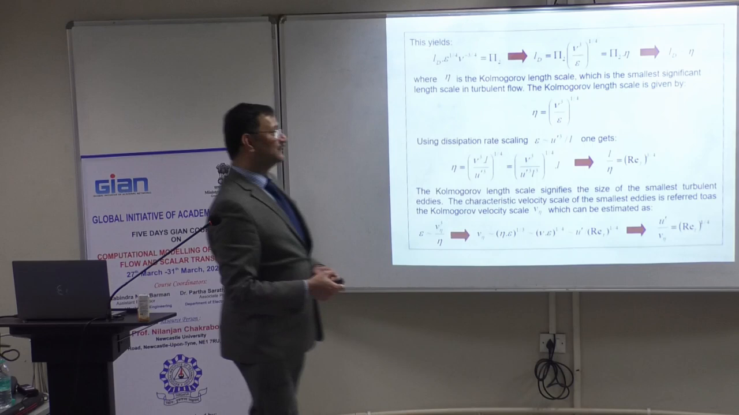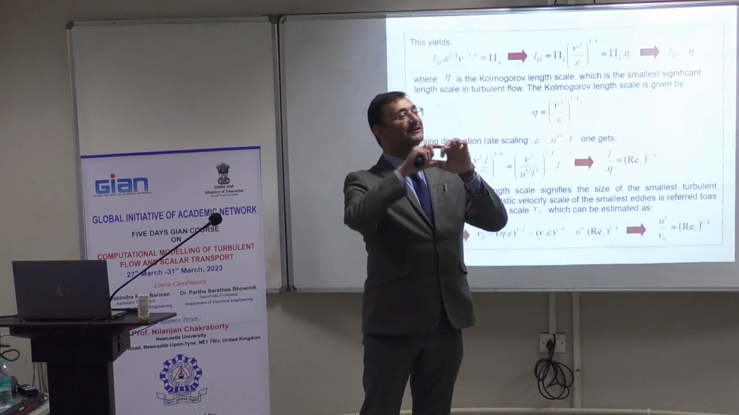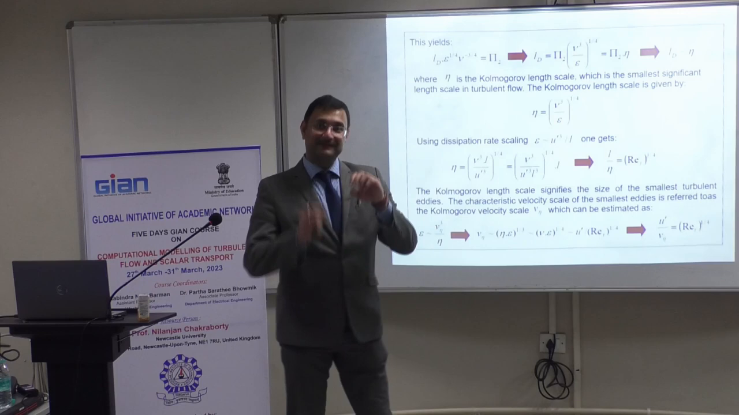So if I keep my dimension constant, say a duct, your largest length scale is determined by the dimension of your duct. You will start to see smaller structures at higher Reynolds number.